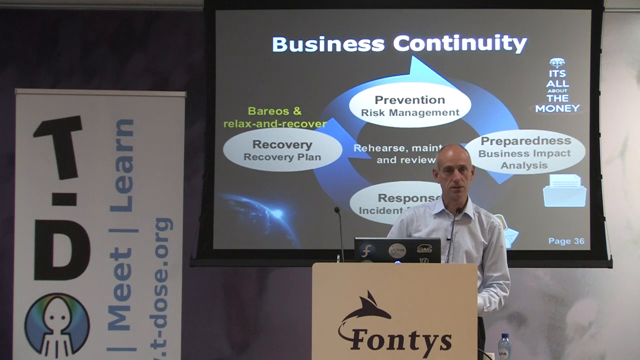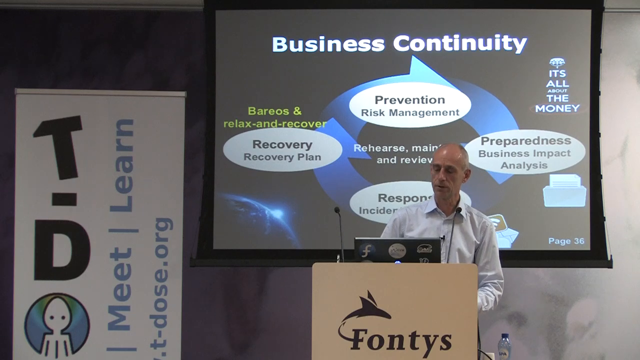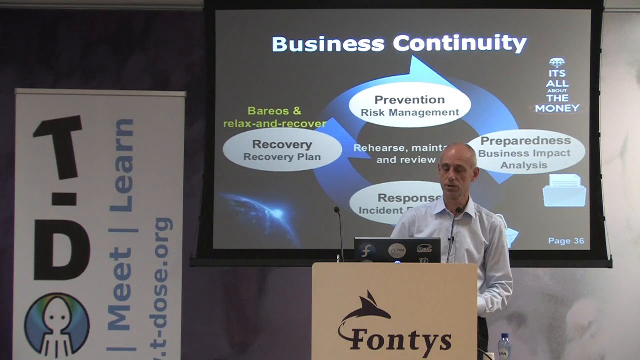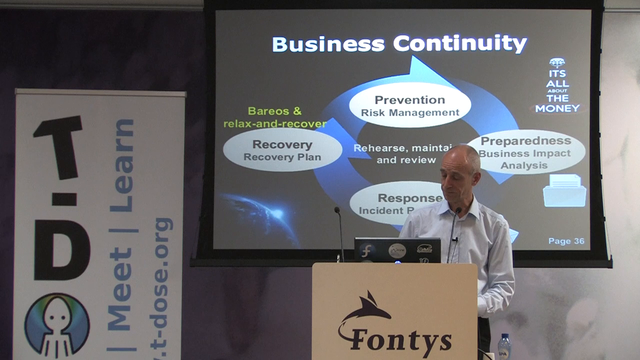Okay, this picture is the picture that I would like you to remember or take away from this presentation. I talked about the four main chapters in business continuity. The prevention is all about risk management, the preparedness, business impact analysis, the response team, and the recovery plans, the disaster recovery plans that you made for your IT infrastructure. I just gave it as an example that you could use Bareos and Relax and Recover as part of your recovery plans. It all depends on the hardware, of course. If you have a Solaris system, you cannot use Relax and Recover to restore, but you use something else. But I'm talking about Linux and other open source distributions that can use Bareos for the data.